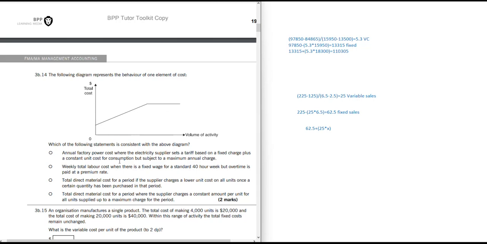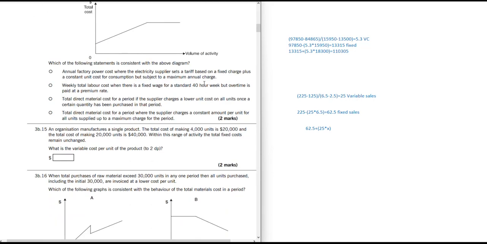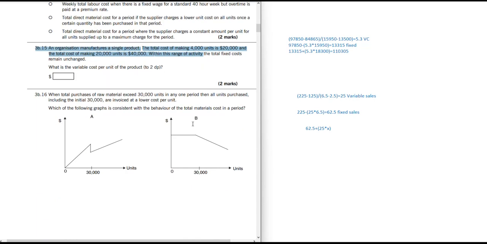Annual factory power cost, where the electricity supplier sets a tariff based on a fixed cost, okay, we have the fixed element, plus a constant unit charge for consumption, variable, subject to a maximum annual charge, the maximum limit. So this is the answer. We have a fixed charge, then a constant per unit, and then a maximum limit. Next, Hi-Lo method, nothing interesting here. Very similar question, so I'll skip it.